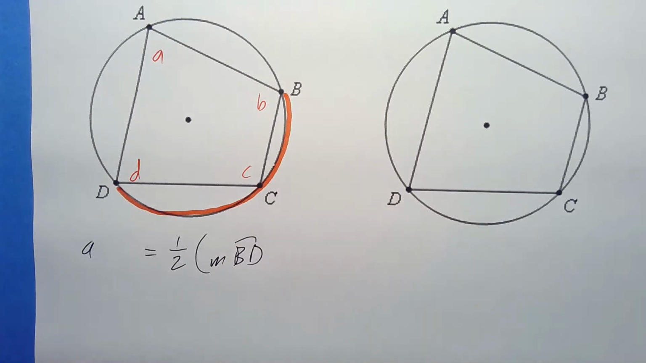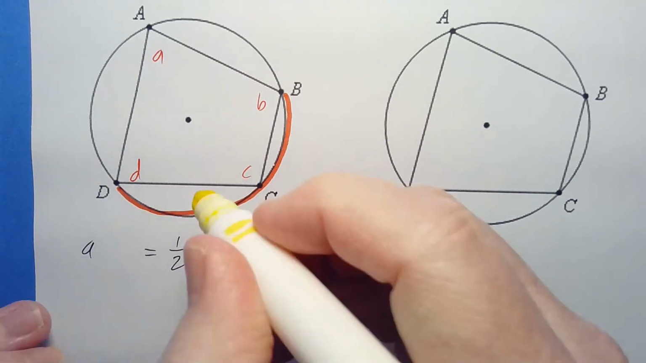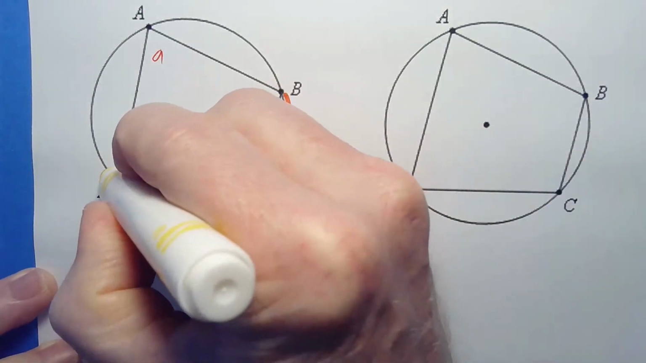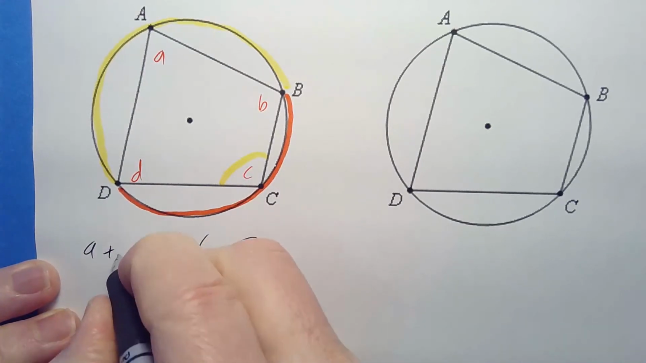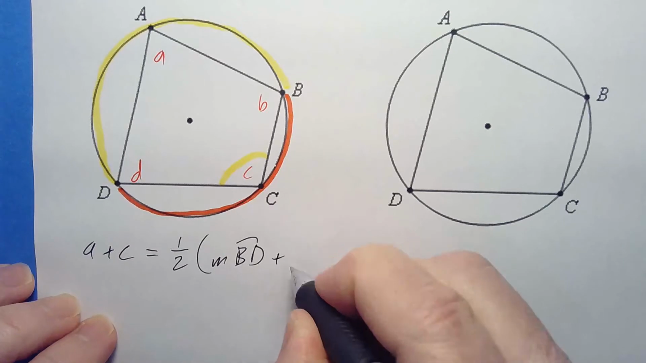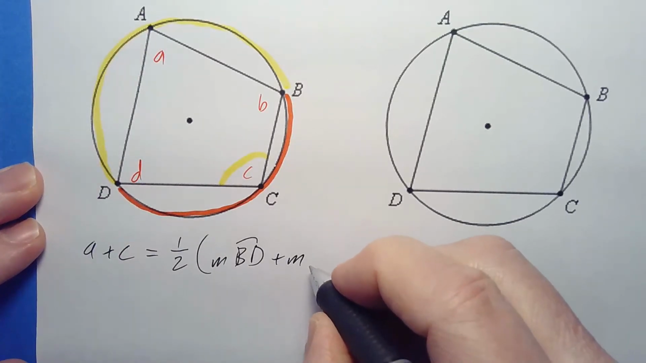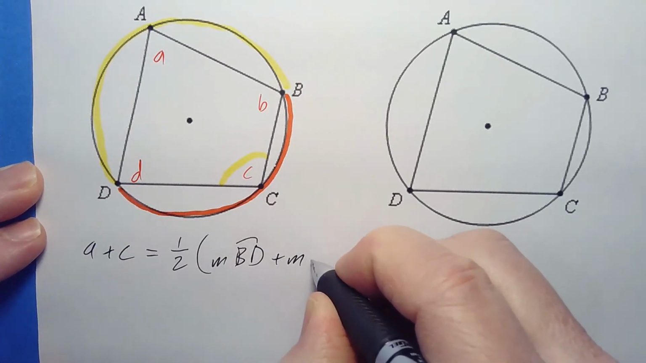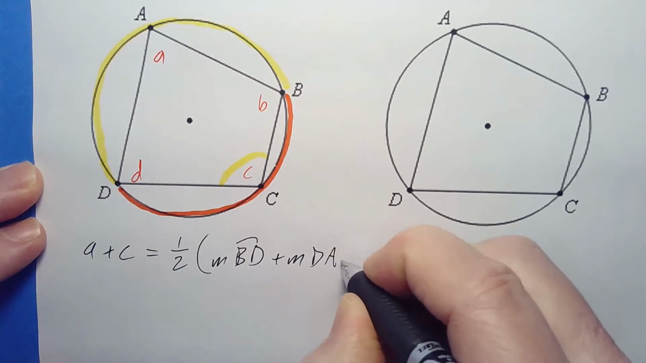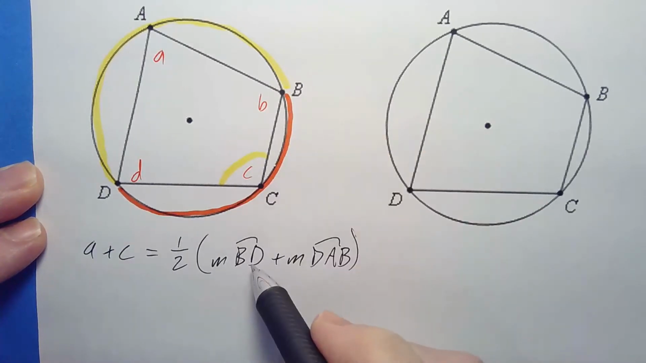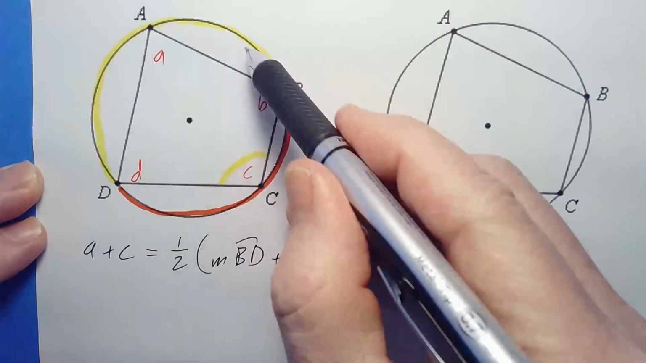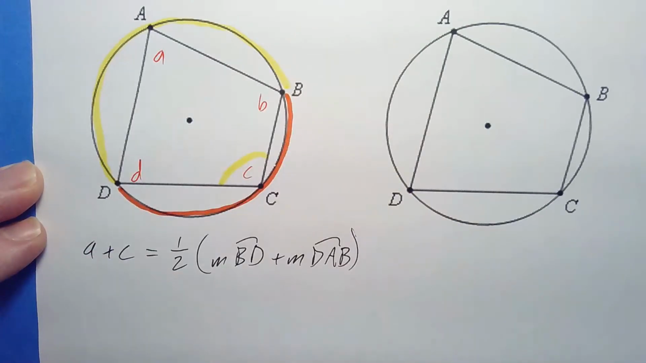Same thing happens with C over here, doesn't it, right? So if I think about C, here's C, and I'm going to look at this arc on the other side. So it turns out that C is 1/2 of the measure of the other one, DAB. And if you remember from before, if it's a minor arc, we just can use the two letters. If it's a major arc, we have to show that we're going around the whole thing. And to me, it looks like that one's definitely a major arc. So that's why I wrote it that way.